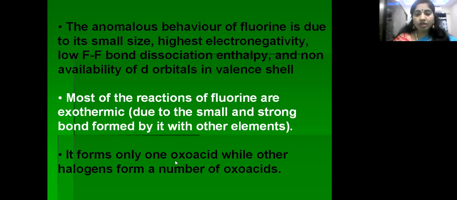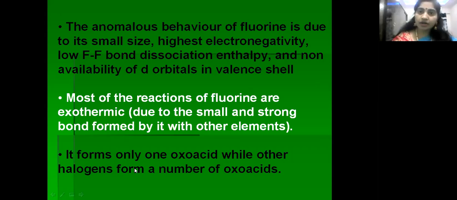It forms only one oxo acid, while other halogens form a number of oxo acids. So fluorine is able to form only one oxo acid. Why can fluorine form only one oxo acid? Because it is not having d orbital. It cannot extend its covalency. So because of that, it cannot form more oxo acids. Whereas in the case of other elements like chlorine, bromine, iodine, they are able to form a number of oxo acids. So they are having d orbital, whereas fluorine is not having d orbital.